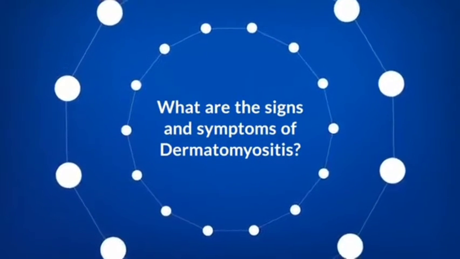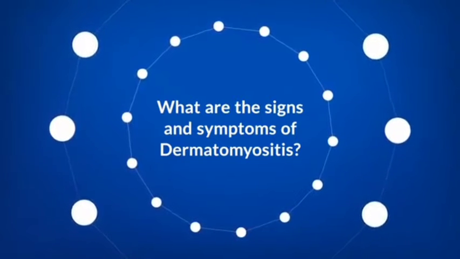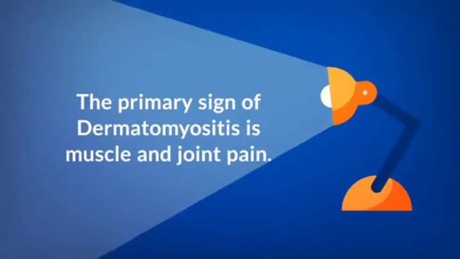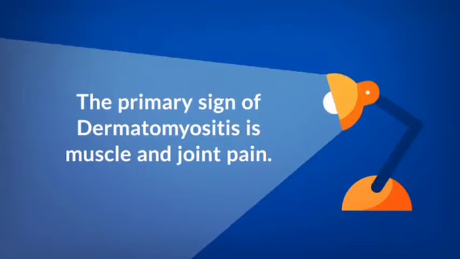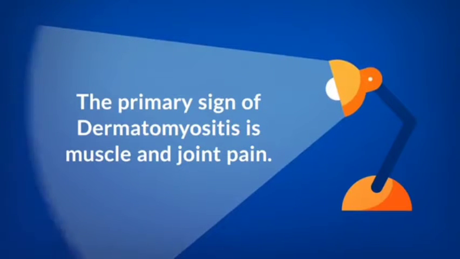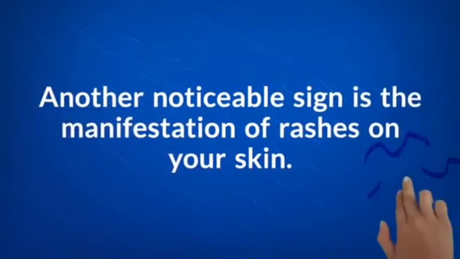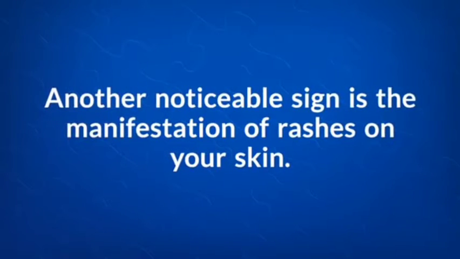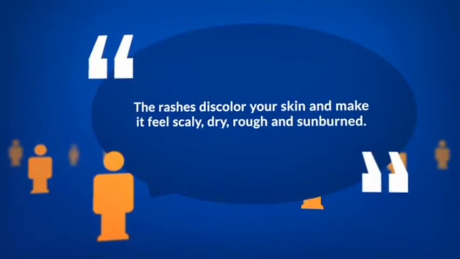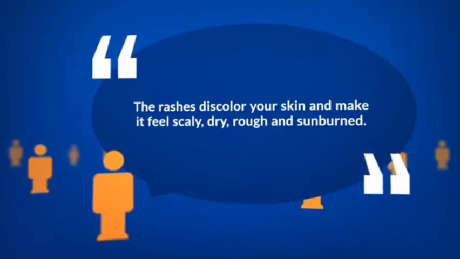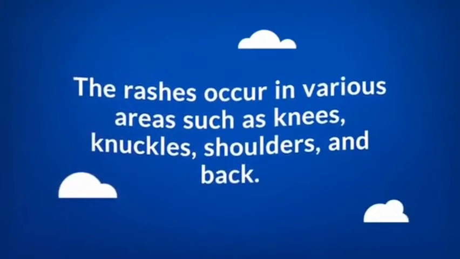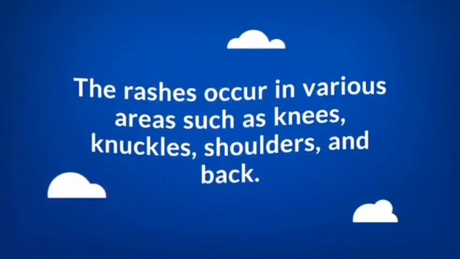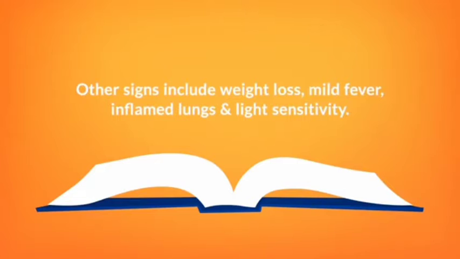What are the signs and symptoms of dermatomyositis? The primary sign of dermatomyositis is muscle and joint pain. Another noticeable sign is the manifestation of rashes on your skin. The rashes discolor your skin and make it feel scaly, dry, and sunburned. The rashes occur in various areas such as knees, knuckles, shoulders, and back. Other signs include weight loss, mild fever, inflamed lungs, and light sensitivity.